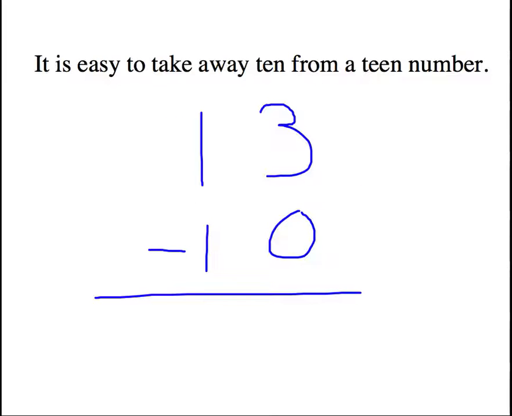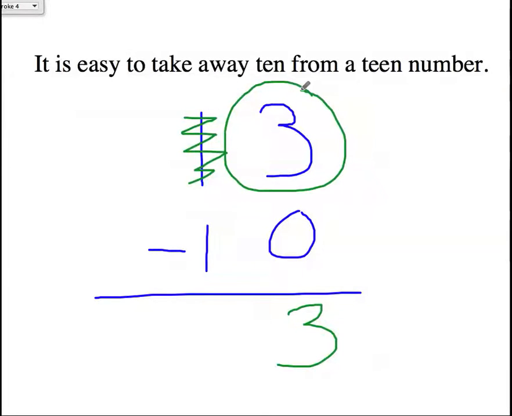So when we're taking a 10 away from a number that's in the teens, all we have to do is take away that 1 that's in the tens place. Here we have 13 minus 10. If we said 3 minus 0, that would equal 3. And 1 minus 1 equals 0. So the answer is 3. We could have also just taken away that number that's in the tens place, and all we have left is the 3. When we take away a 10, we just take away 1 from the tens place.